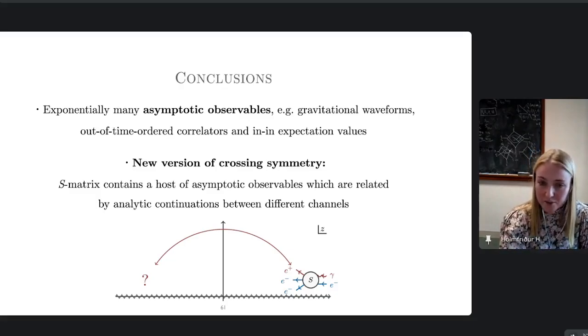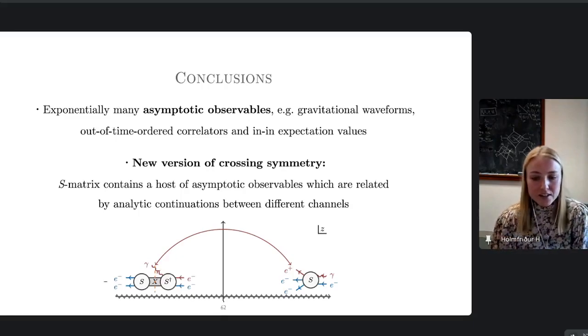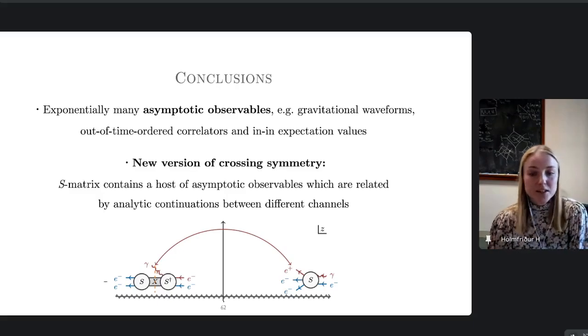So for example, we had way in the beginning this process of e minus gamma going to e plus e minus, and we now know what's the analytic continuation of that process. It becomes this expectation value of the photon in the background of electron scattering.